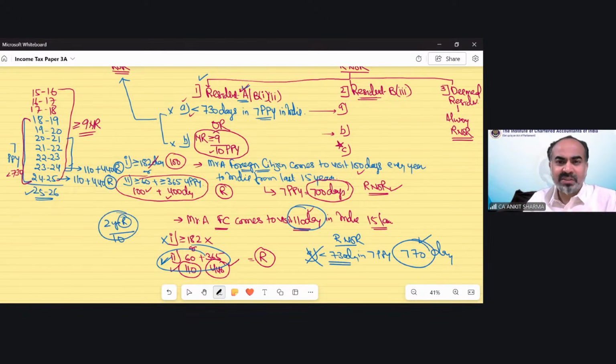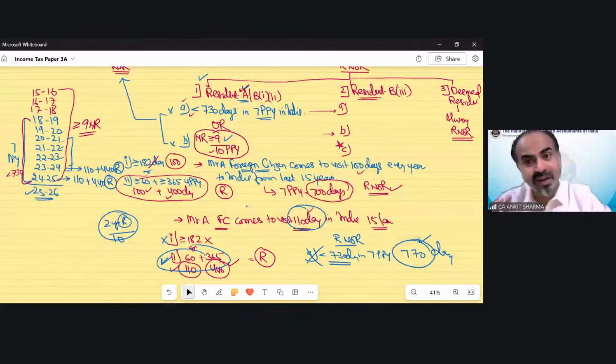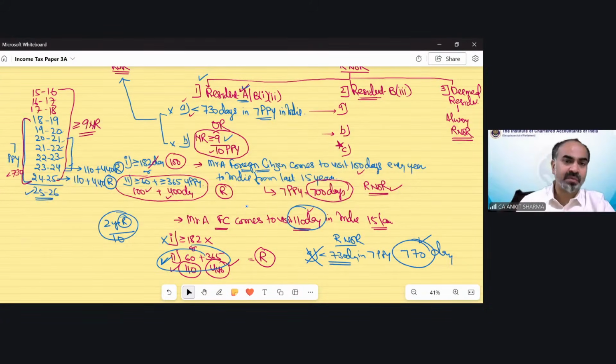Now, can this 9-year condition be satisfied anyhow? Even if I check all years now, 22, 23, is it useful to check these years right now? Because if somebody becomes a resident in 2 years out of the 10 years, the 9-year condition cannot be satisfied at all. So that's the beauty of this kind of question.